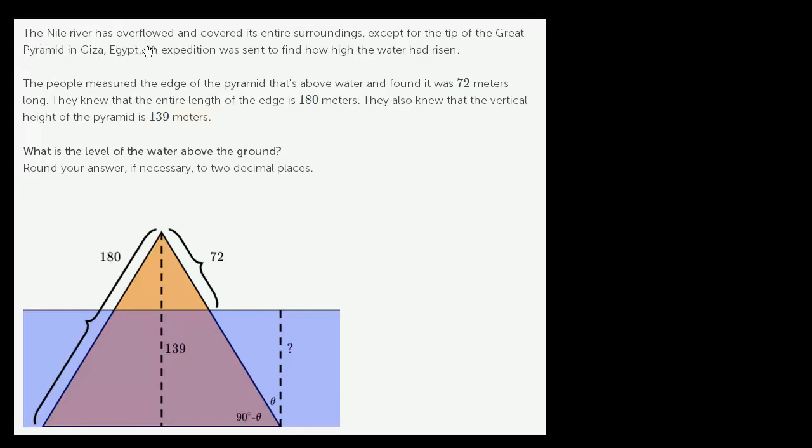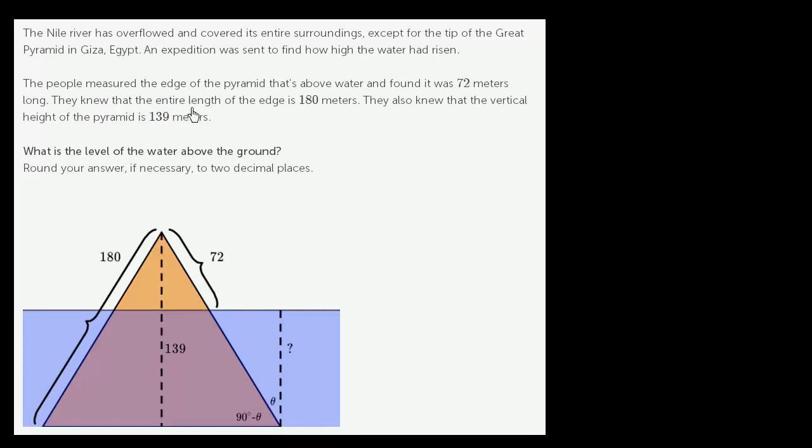The Nile River has overflowed and covered its entire surroundings except for the tip of the Great Pyramid in Giza, Egypt. An expedition was sent to find how high the water had risen. The people measured the edge of the pyramid that's above the water and found it was 72 meters long. So this distance right over here is 72 meters.